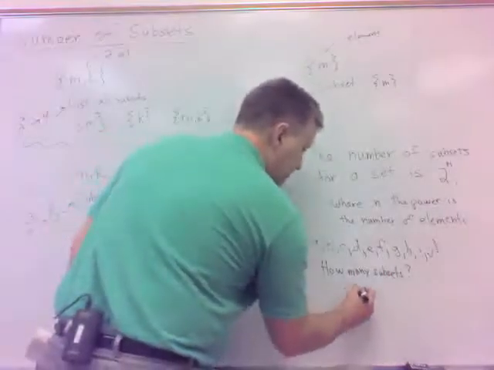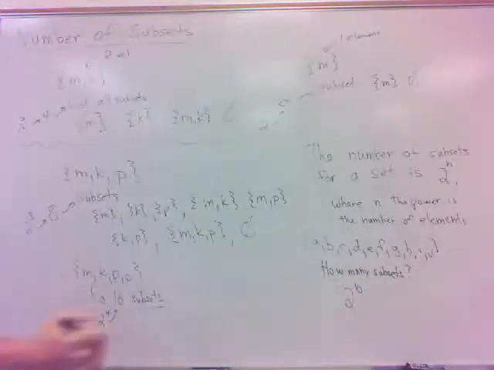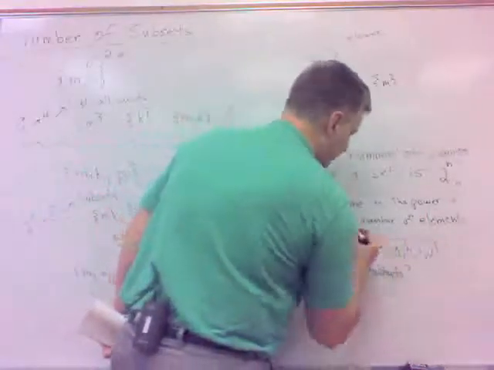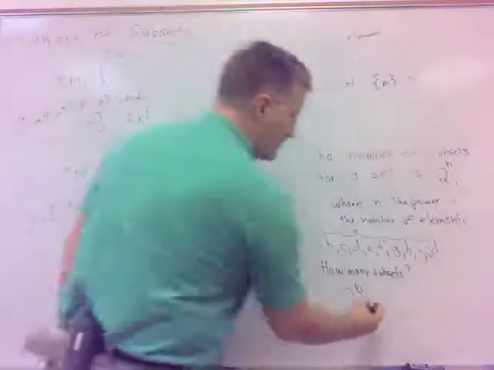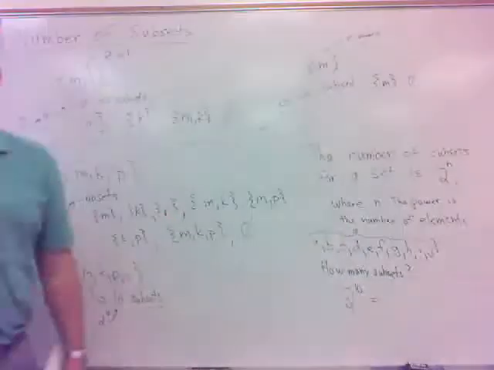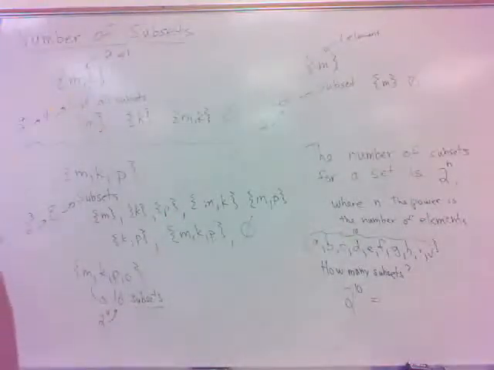Well, we know it's a power of 2. And why is it the 10th power of 2? Because there's 10 elements right there. So it's 2 to the 10th. Now, be careful when you punch that in on your calculator. It's not 20. 2 to the 10th is not 20. It's not 10 squared, which is 100. It's 2 to the 10th power.